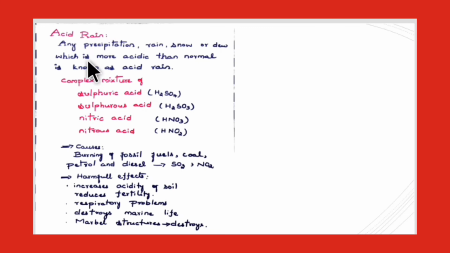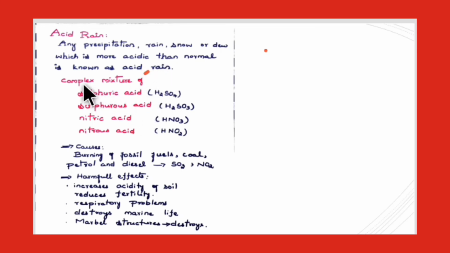We might have heard about this acid rain. Because of acid rain, a few marbles in the structure of Taj Mahal are destroyed. We would have heard this. So what is this acid rain? The term acid rain literally means the presence of an excess amount of acid in the rain. Hence it is called acid rain. So how do we define it? Any precipitation, rain, snow or dew which is more acidic than normal is known as acid rain.